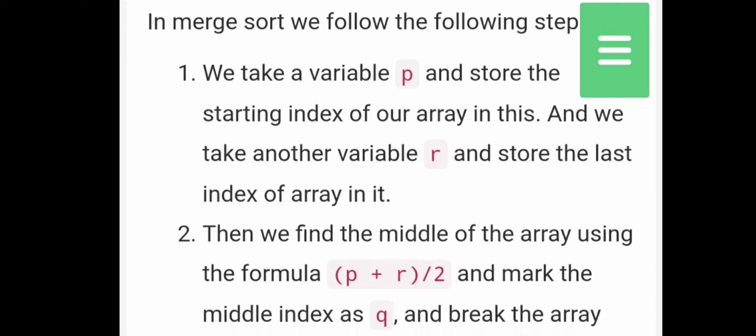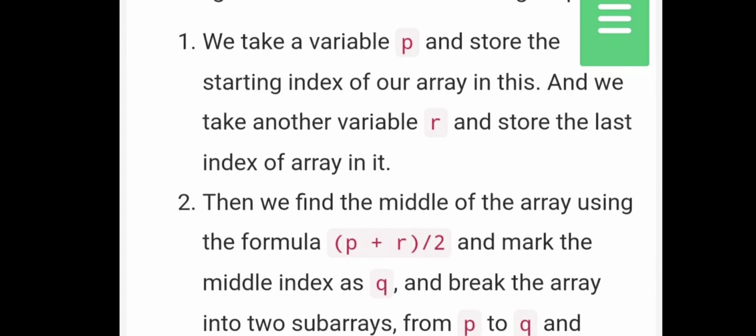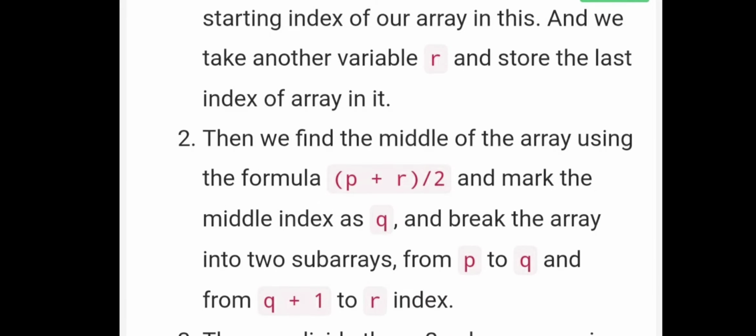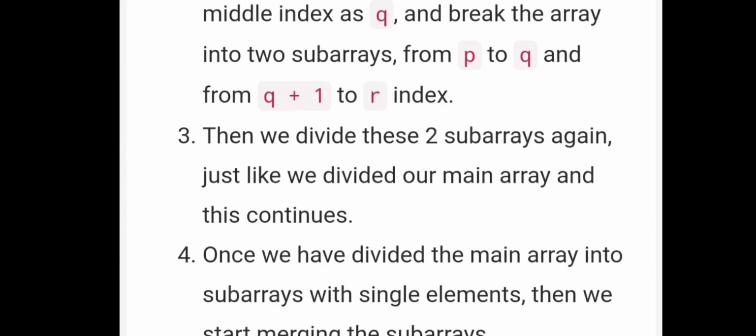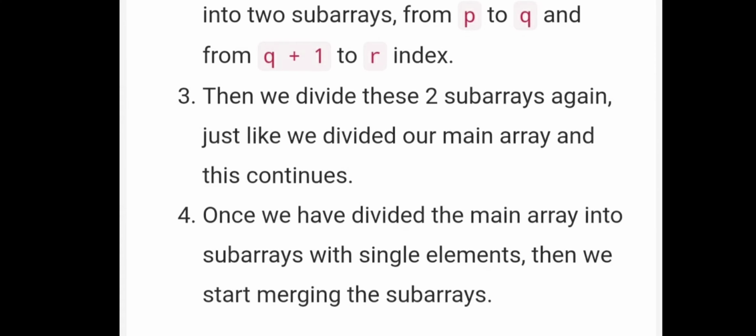follow the following steps. First we take a variable p and store the starting index of our array in this, and we take another variable r and store the last index of the array in it. Then we find the middle of the array using the formula (p plus r) by 2 and mark the middle index as q, and break the array into two sub arrays, from p to q and q plus 1 to r. Then we divide these two sub arrays again, just like we divide our main array, and this continues. Once we have divided the main array into sub arrays with single elements, then we start merging the sub arrays.